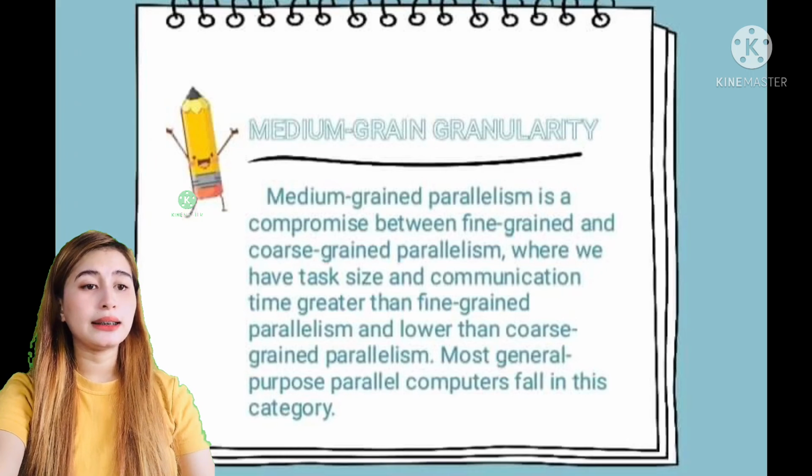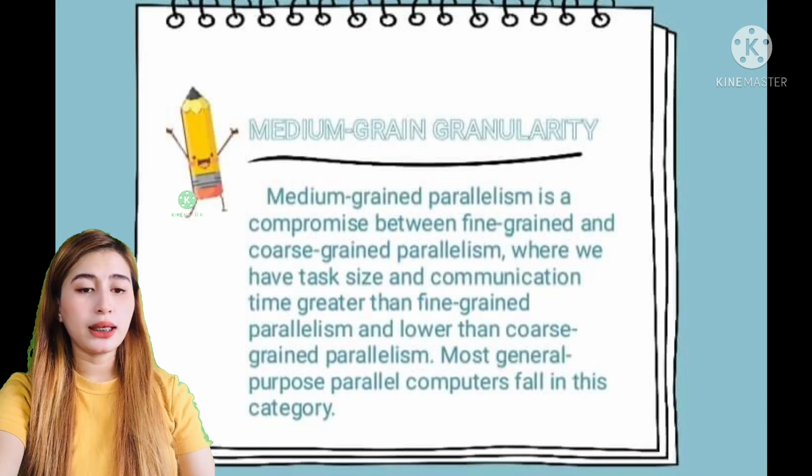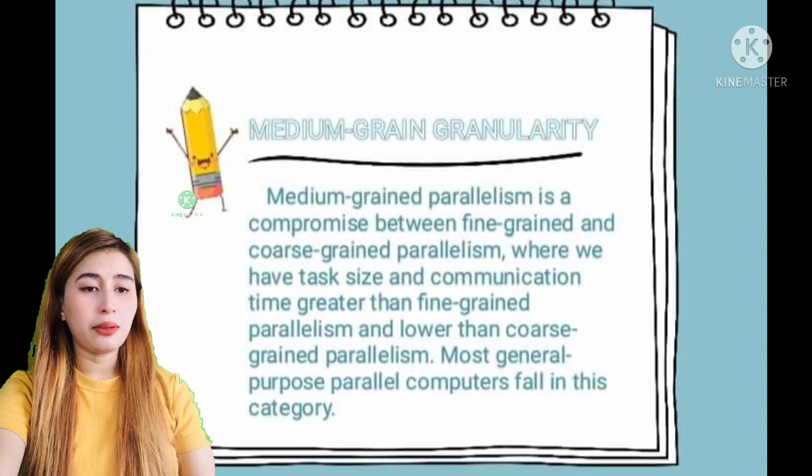Medium-grained parallelism is a balance between fine-grained and coarse-grained parallelism, with task size and communication times that are larger than fine-grained parallelism, but smaller than coarse-grained parallelism. This is where most general-purpose parallel computers belong. Intel iPSC is an example of a medium-grained parallel computer which has a grain size of about 10 ms.